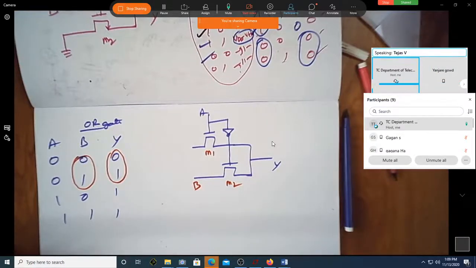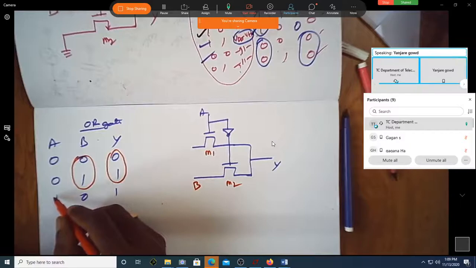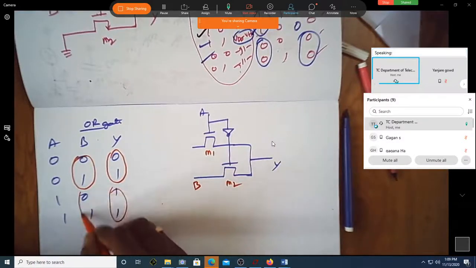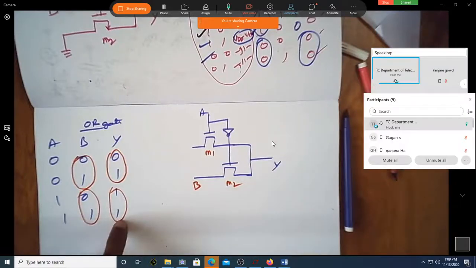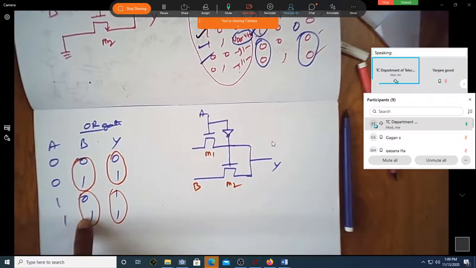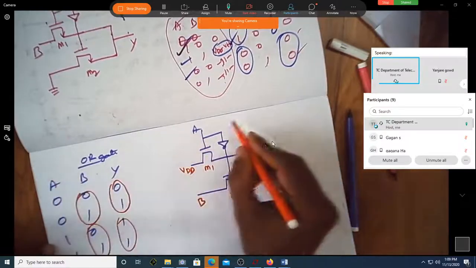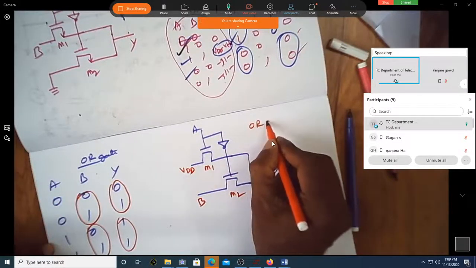Yes, sir. Now, for this particular input, what is this? There is no relation, no? Irrespective of B, output is always high. You make it as VDD. So this is your pass transistor OR gate implementation.